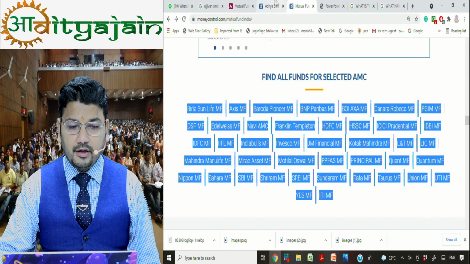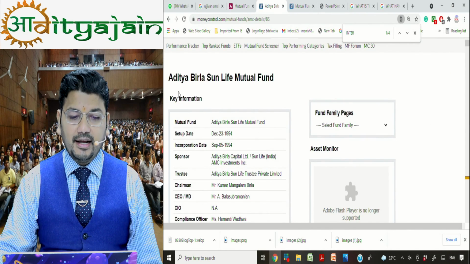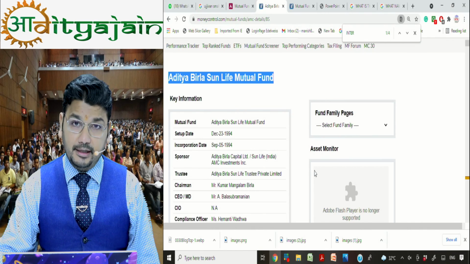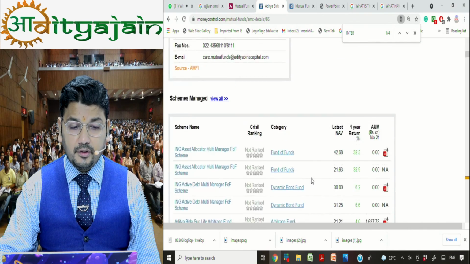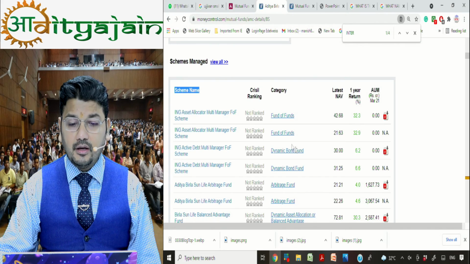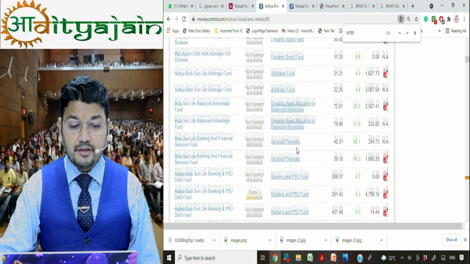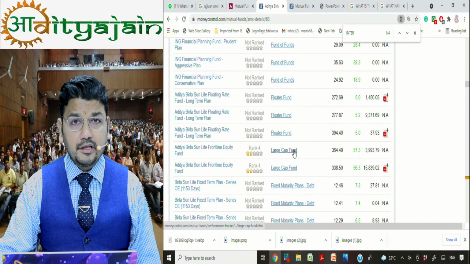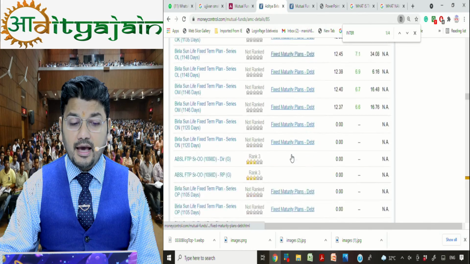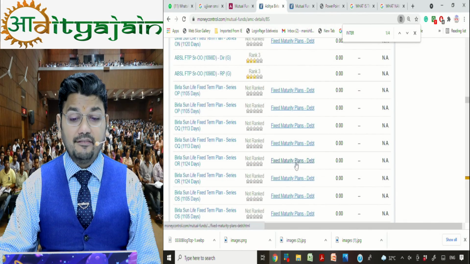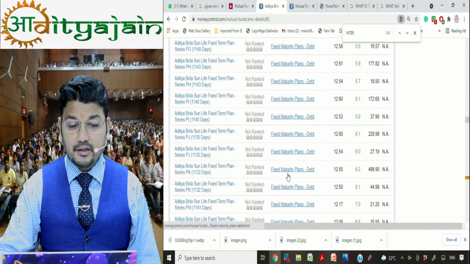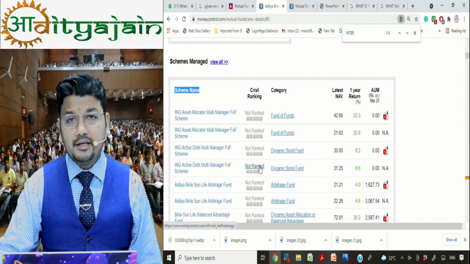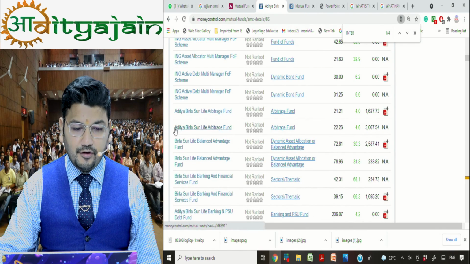Let's say we click on Aditya Birla Sun Life Mutual Fund. It will have several schemes. You can see the scheme names. There are lots and lots of schemes which you can see on your screen. And every scheme will have its NAV. So let's locate any one and see the NAV of that fund.